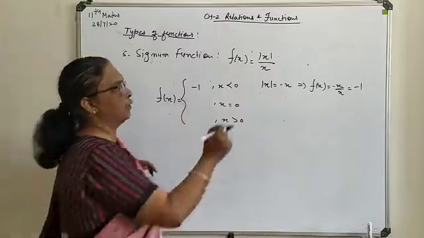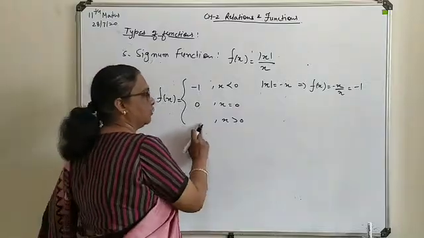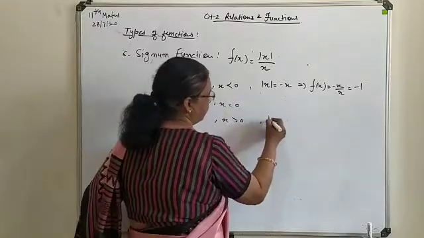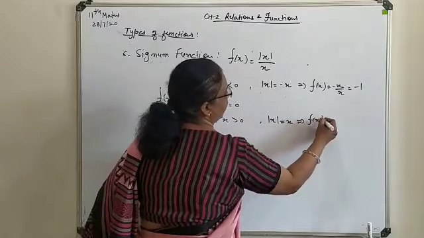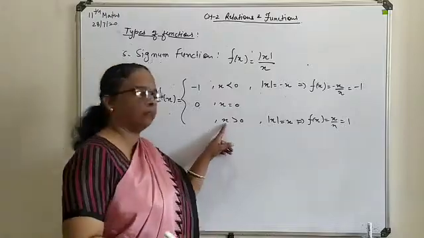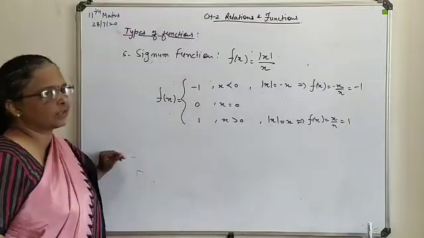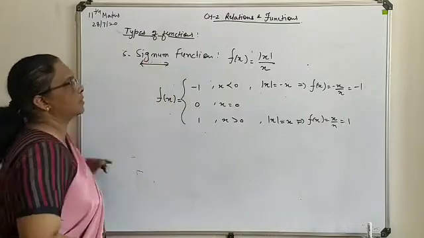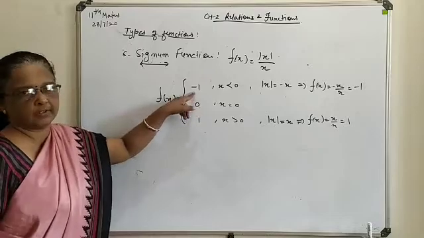Now obviously at x equal to 0, it will turn to 0, means the answer will come out as 0. Now the third one, when x is greater than 0, at that time modulus of x will turn into x. So your f(x) will give you x upon x, that is 1. Means for all the positive solutions, your answer will come out as a single answer. And because of this single answer, this is called the signum function. For this particular range, you have a single answer only.